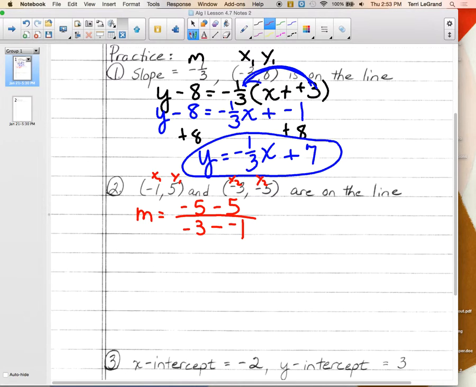So we have to have a good setup first of all to make sure we get a good slope. And then we can change to add the opposite, add the opposite, add the opposite. So what does our rise become? Negative 10. What does our run become? Negative 2. A negative divided by a negative is a positive. 10 over 2 is 5. So we now know our slope is 5.